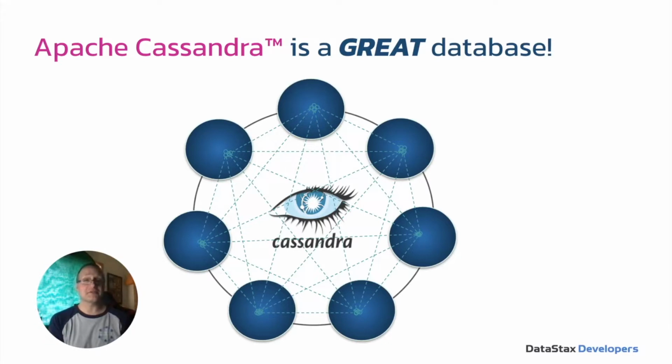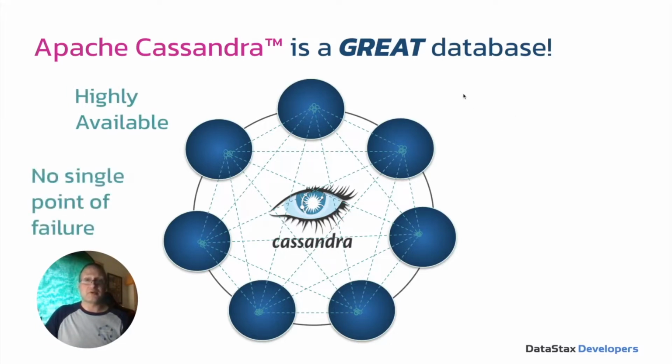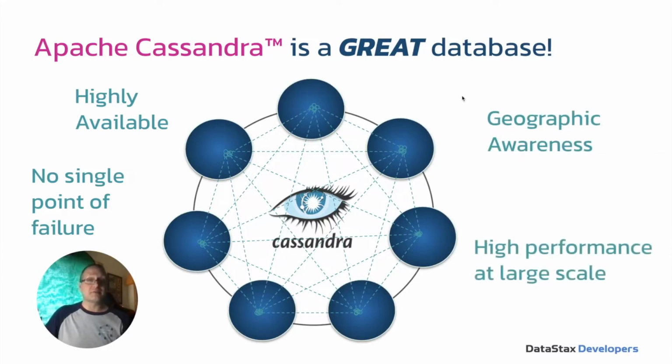Apache Cassandra is a great database which has been hardened by several years of enterprise production usage in some of the largest applications on the planet. It has several great features such as high availability, no single point of failure, data center and geographic awareness, and of course, high performance at large scale.